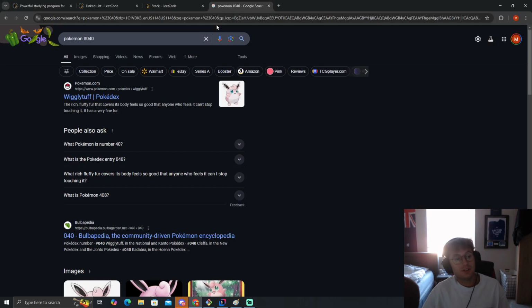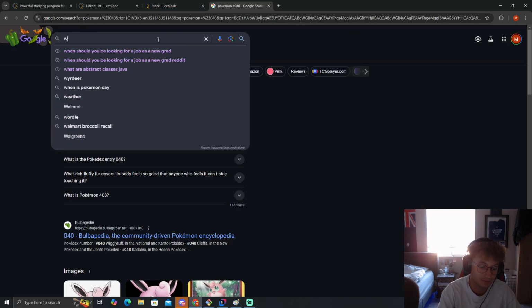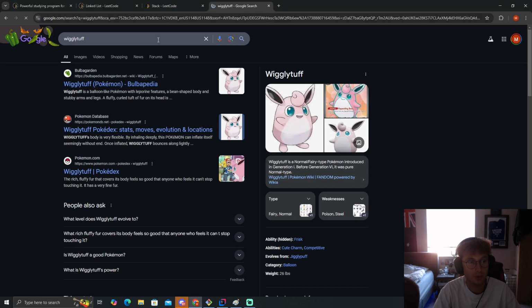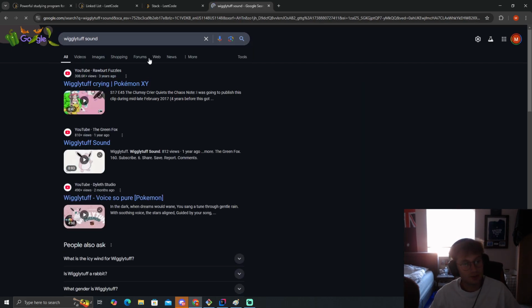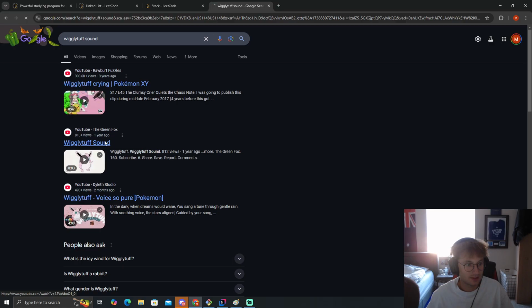Let's look at our Pokemon of the day. We've got a Wigglytuff. Goated Wigglytuff. Must be tough. The wig must be tough. Do the Wigglytuff sound. Let's give it a hear.